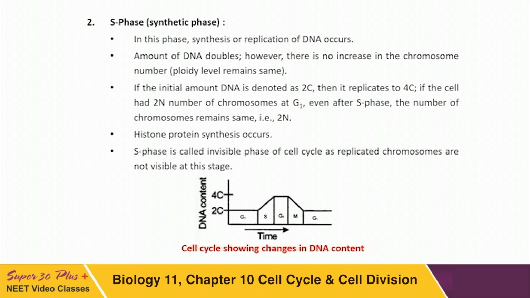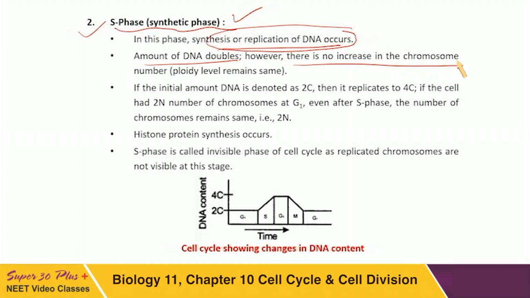S phase. What do we have in S phase, children? It is also known as the synthetic phase. Synthesis of what? Synthesis of DNA. DNA replication will take place in this phase, that's why it is known as the synthetic phase. The amount of DNA will be doubled. However, there is no increase in the number of chromosomes, or the ploidy will remain the same. This statement is very, very important. You have to understand it. I'll tell you the detail of this.